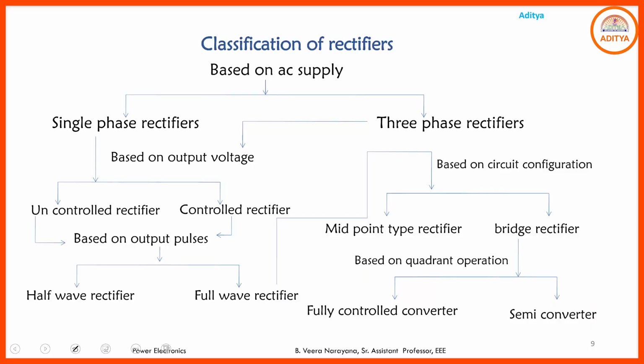And coming to the classification based on AC supply, the controlled converters or uncontrolled converters are together classified into two types, like single phase rectifiers and three phase rectifiers. So we have different types of sources. If you go through the AC source, we have two types of the AC source, either single phase AC supply or three phase AC supply. Then depending upon the supply, these controlled converters or rectifiers are classified into two types, like single phase rectifiers and three phase rectifiers. And based on output voltage, we already said both the single phase rectifiers and the three phase rectifiers are further classified into two types, like uncontrolled rectifiers and controlled rectifiers.